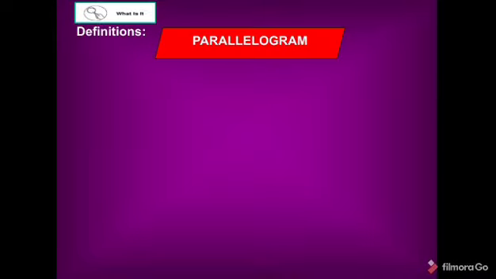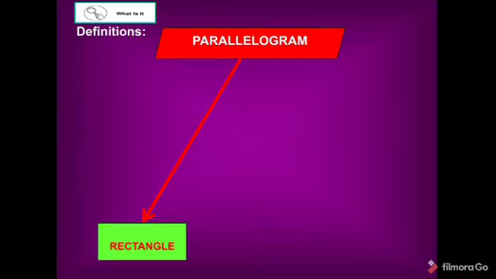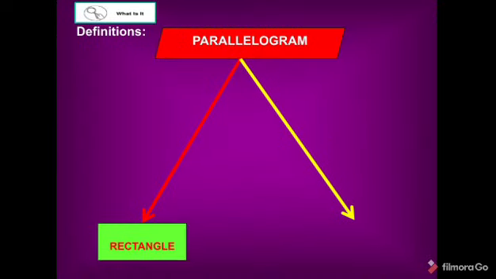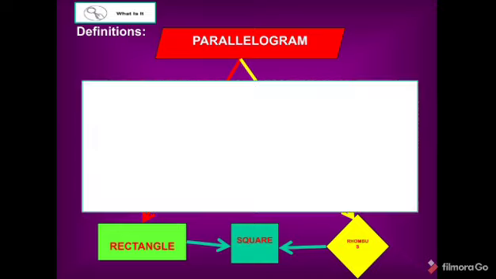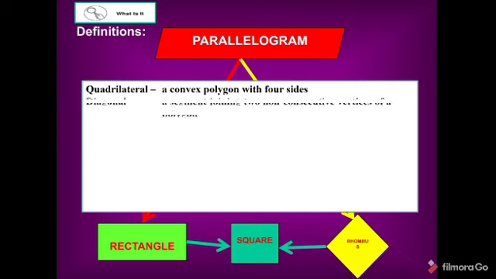of a parallelogram. Under parallelogram are the rectangle, the rhombus, and the square. So what is a quadrilateral? A quadrilateral is a convex polygon with 4 sides. A diagonal is a segment joining 2 non-consecutive vertices of a polygon.